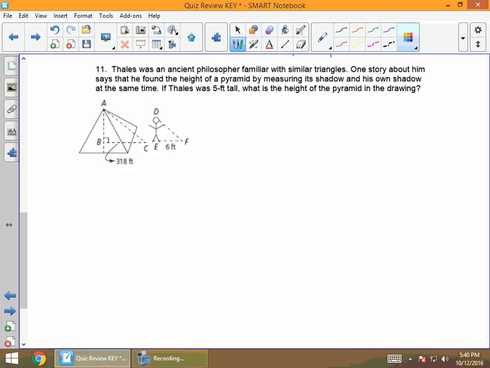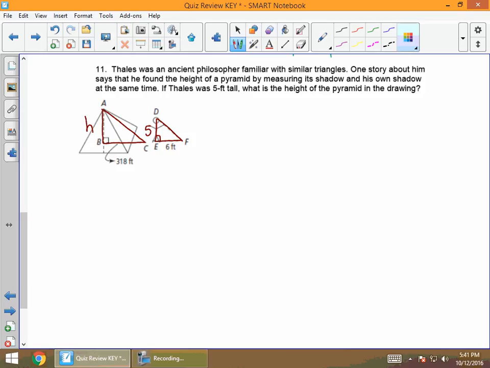So think about this triangle over here. It says that he is 5 feet tall. That is a 90-degree angle right there. So I have a little triangle that's 5 by 6. This triangle on the inside, I'm going to highlight it so you can see it a little bit better. Has a base of 318 and a height of, I don't know. That's what I want to find.